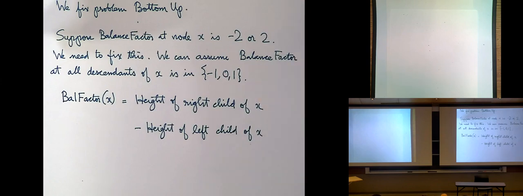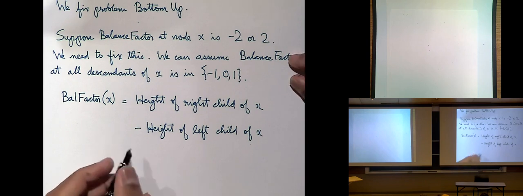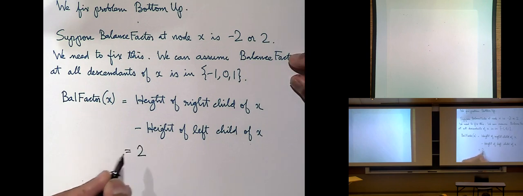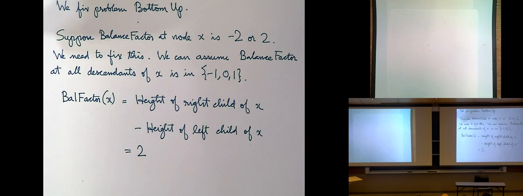That's the problem case. So in your code, you'll have, like, if it's 2, do something. If it's minus 2, do something. These are basically just mirrors of each other. Like, there's a lot of replacing left with right and things like that. So I'm not going to do both the cases. I'll just do one of them. The other one is analogous. So I'm going to assume that it is 2 and show you how to fix it. And then you just have to sort of mirror the entire picture for the case when it's minus 2.